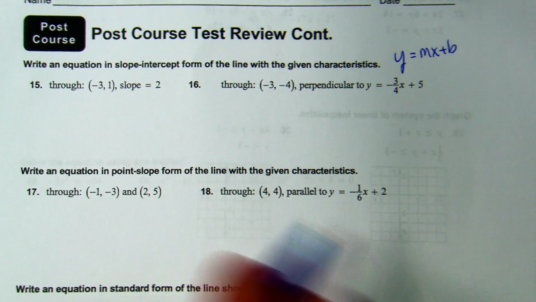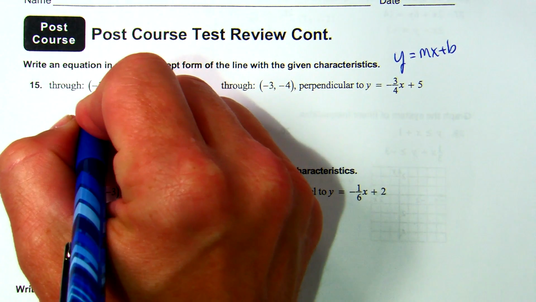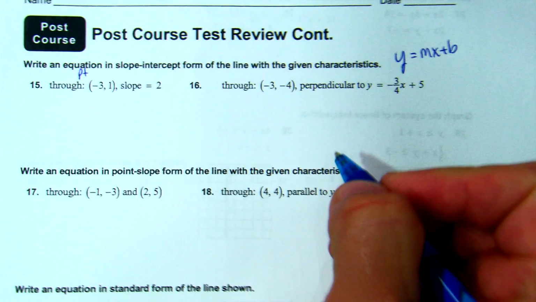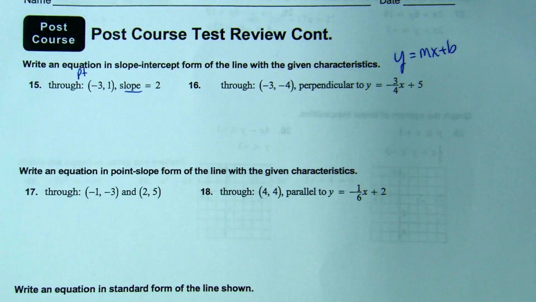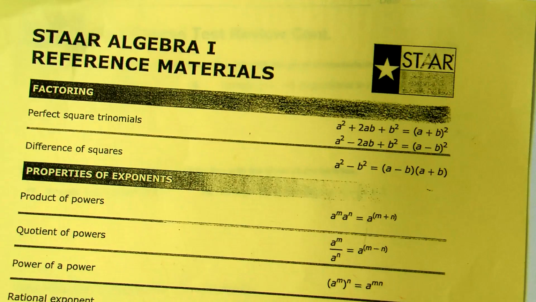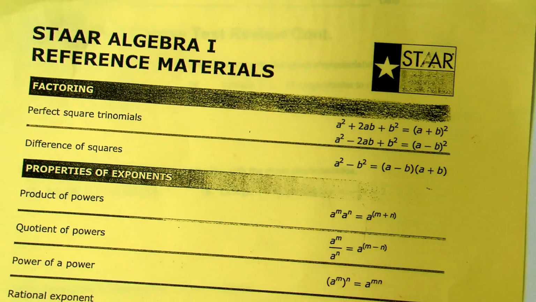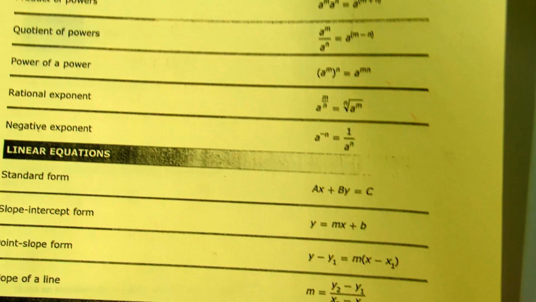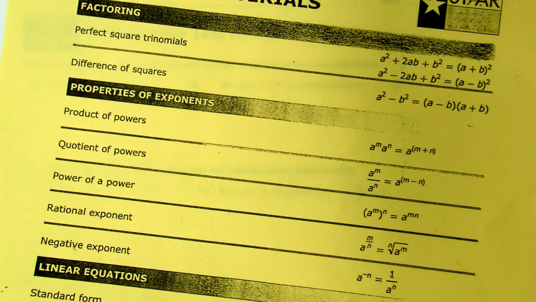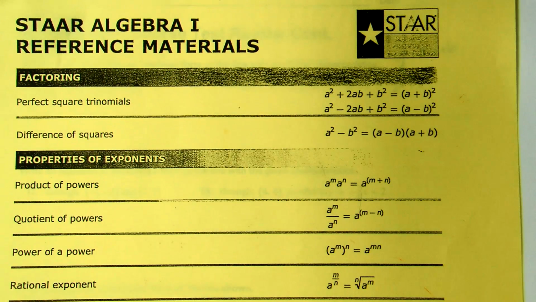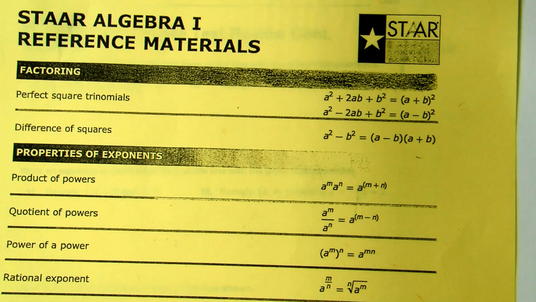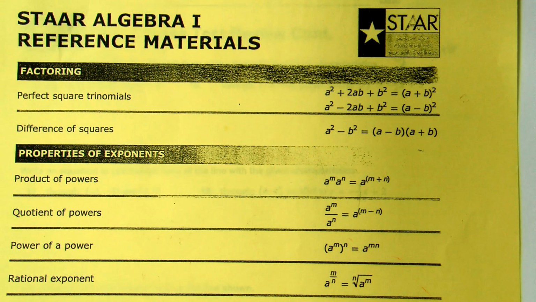What they give us on the first one is a point, right? This is a point right here, and they give us a slope. And I will make mention of this. You're going to be given one of these reference sheets for formulas and so on for algebra. You'll see there's lots of formulas on here. You'll be given one of these for the practice STAR test and for the actual STAR test too. So you'll have these at your disposal as needed.